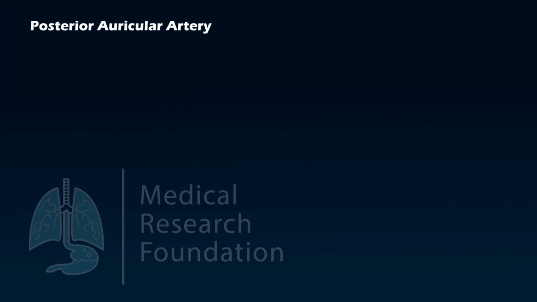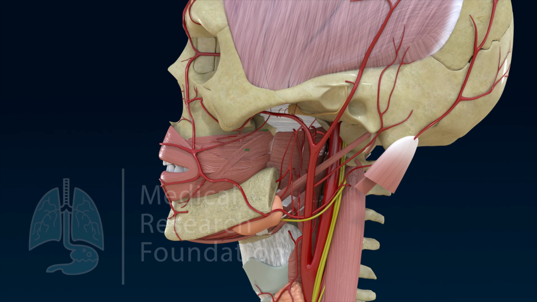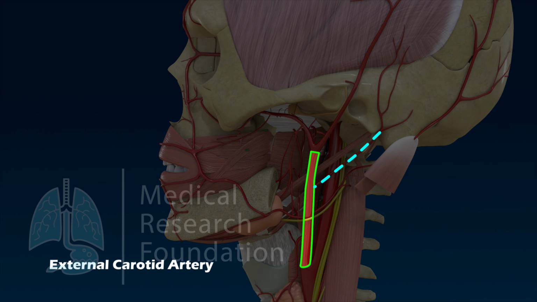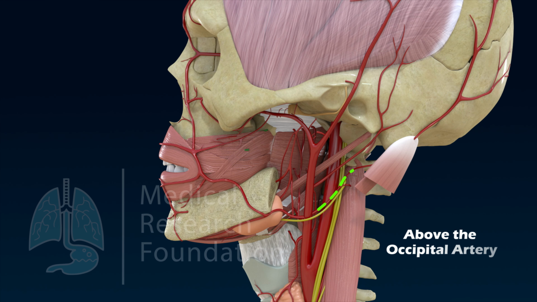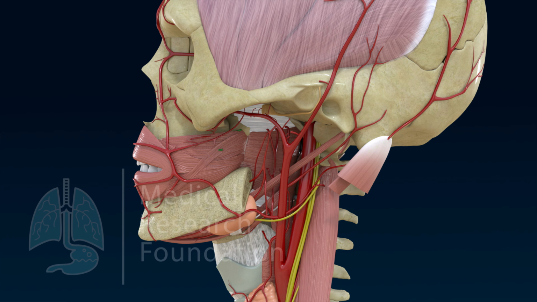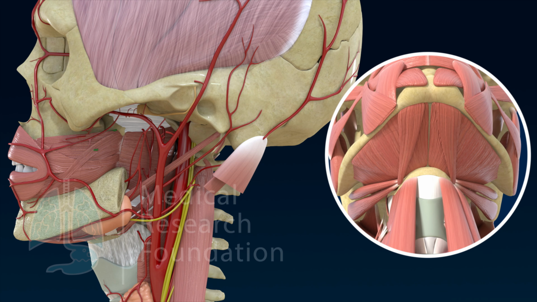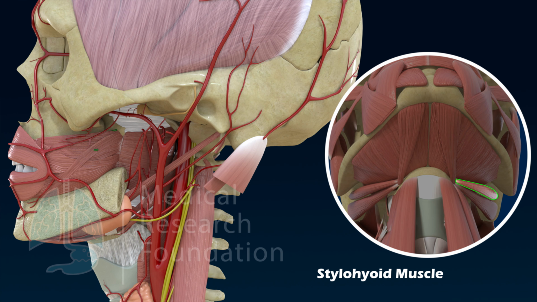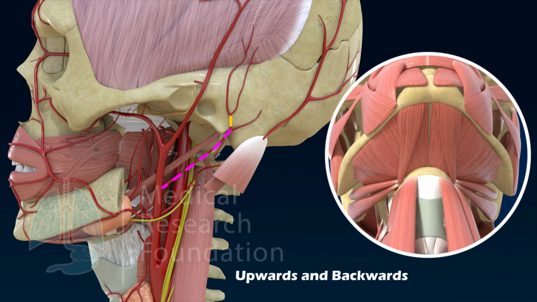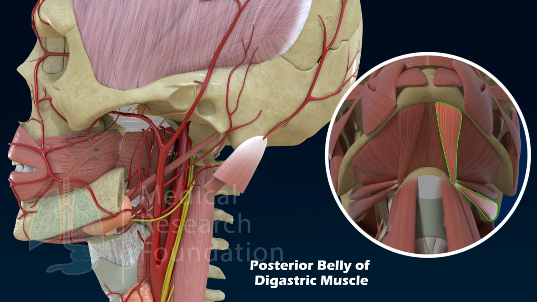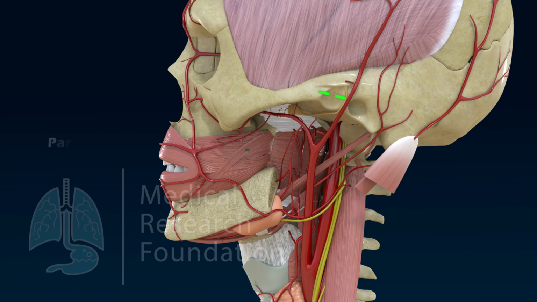Posterior auricular artery. It arises from the posterior aspect of the external carotid artery, a little above the occipital artery. It crosses superficial to the stylohyoid muscle. It runs upwards and backwards, parallel to the occipital artery, along the upper border of the posterior belly of digastric muscle, and deep to the parotid gland.